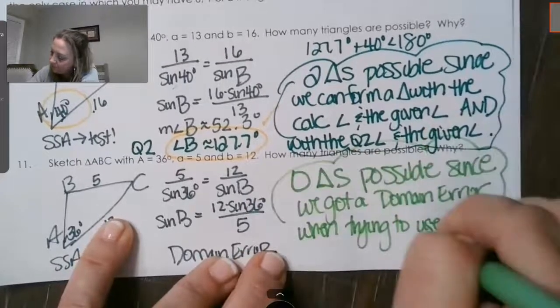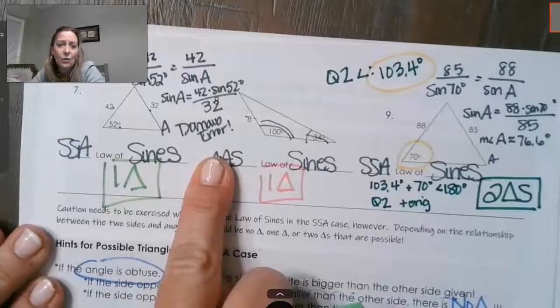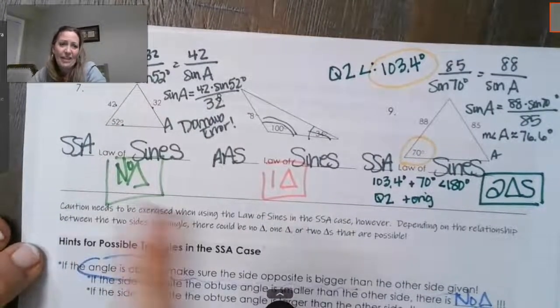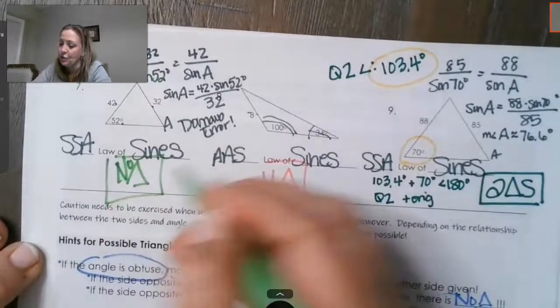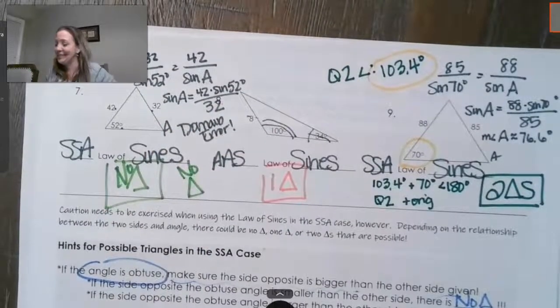Okay. I know we're at the end. 2 quick things before we go. First of all, when we have a domain error, I don't know why I wrote 1 triangle. This should be no triangles. Okay, everyone get that? Number 7 is no triangles. Okay, I'll write it again. Sorry, I don't know what's happening.